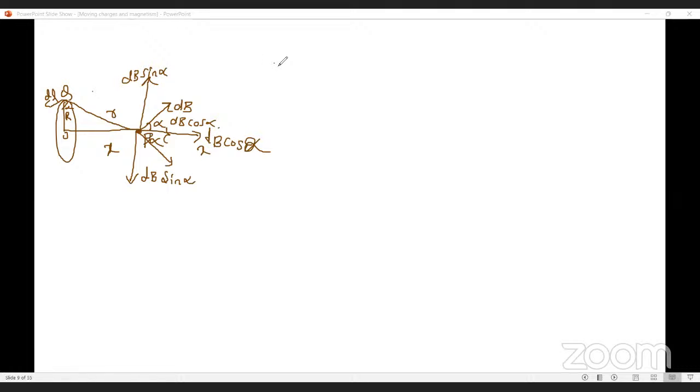Here first, the magnetic field. I'll tell you now what we are going to do. We are calculating the magnetic field for the current carrying loop. So we need the magnetic field B.